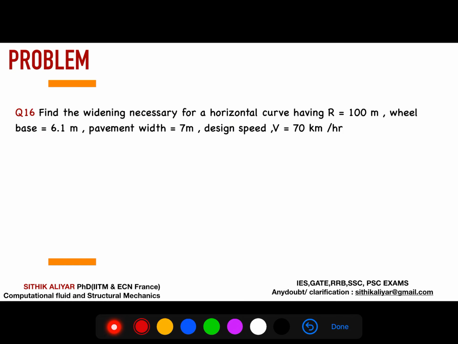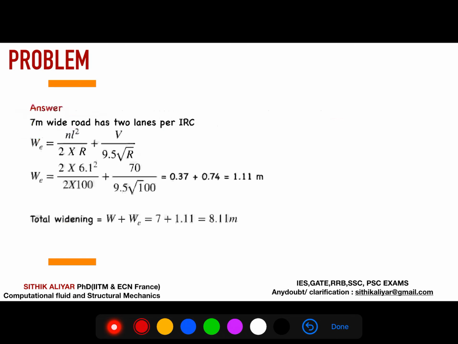Next question. From now I will solve 2 problems on extra widening. They are asking to find the widening necessary for a horizontal curve having radius 100 meter, wheel base given, pavement width 7 meter, which is 2 lanes, and vehicle design speed 70 km/h. I hope you know a 7 meter wide road means 2 lanes, and we know the formula NL square by 2R plus V by 9.5 into square root of R. N is the number of lanes, 2, and L is the length of the wheel base. You can substitute.